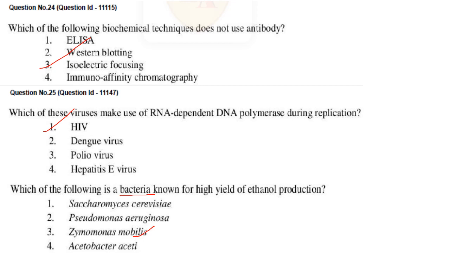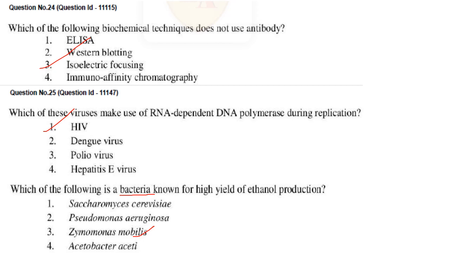Then next one. Which of these viruses make use of RNA-dependent DNA polymerase during replication? RNA-dependent DNA polymerase is reverse transcriptase. So which viruses use reverse transcriptase? It is HIV. Answer is option 1.